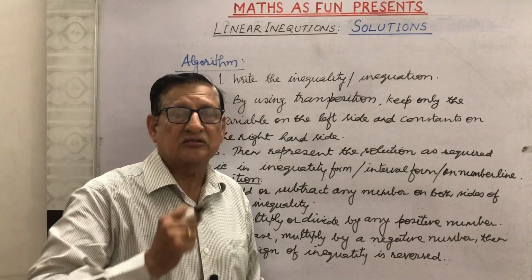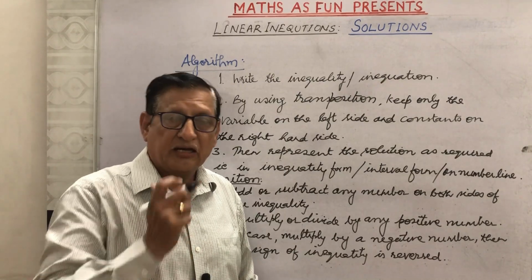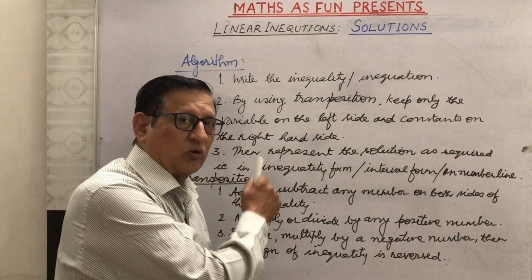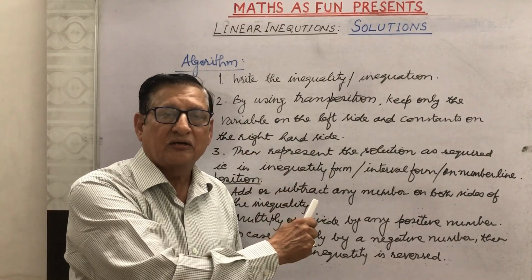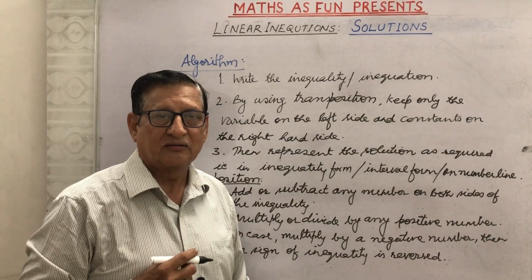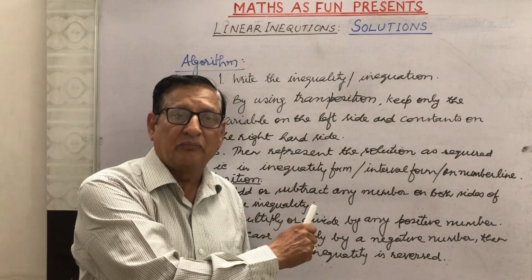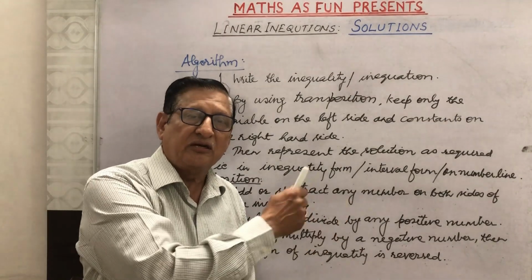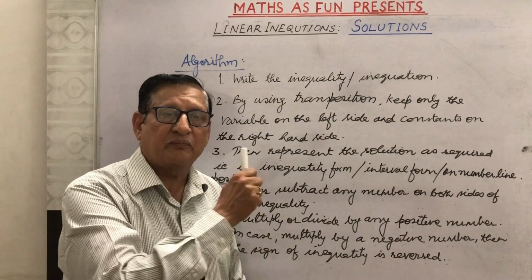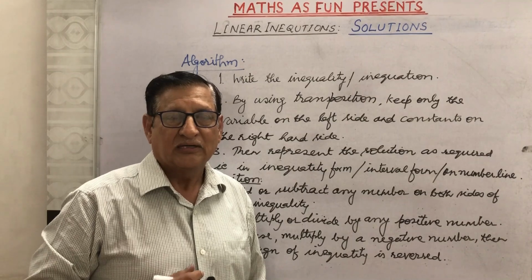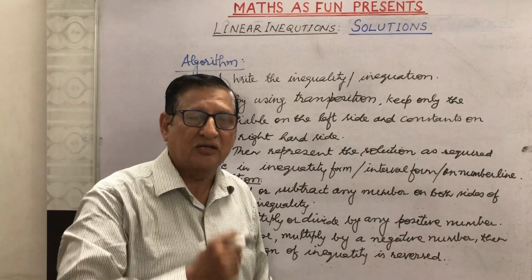We have to understand the application of the transposition. In an inequality, adding or subtracting any real number on both sides of the inequality does not affect the inequality. If you multiply or divide by any positive number on both sides, the inequality is not affected. But in case you multiply or divide by a negative number, then the sign of inequality is reversed. How is it? Let's understand this now.